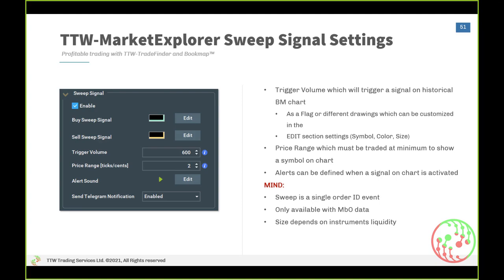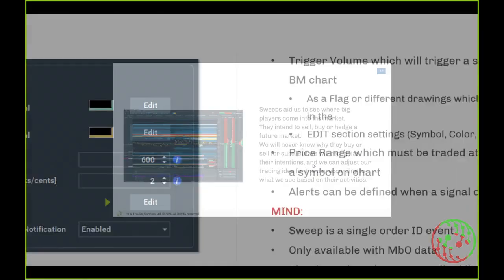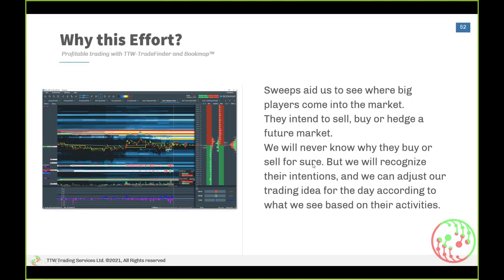Yeah, you can trade against the stop run. So that's the discussion here between Raymo and myself. Let me just find another example for a sweep. It might be a stop run. Yes, why this effort? Why do we do that?